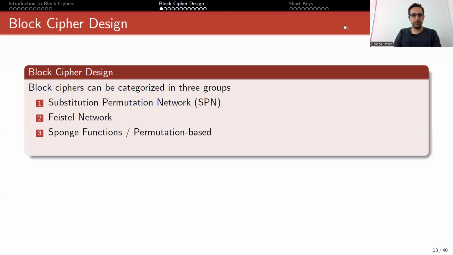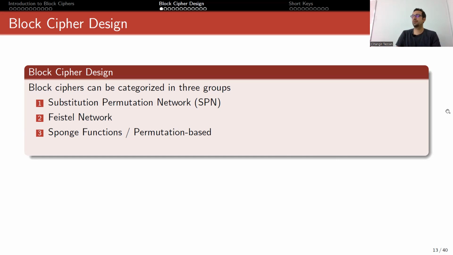All right, so we talk about the main idea behind block ciphers. Let's see some block cipher designs. Currently there are three main ways of designing a block cipher. One of them is substitution-permutation networks, called SPN. The second one is Feistel networks. These network words actually shouldn't confuse you.